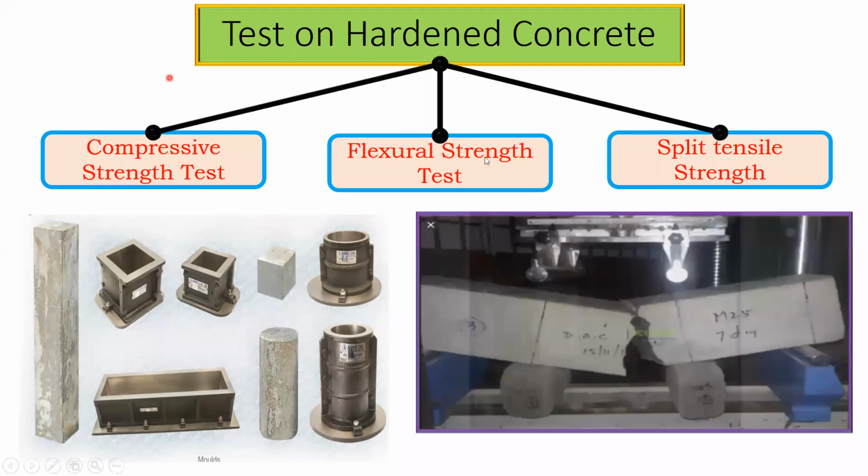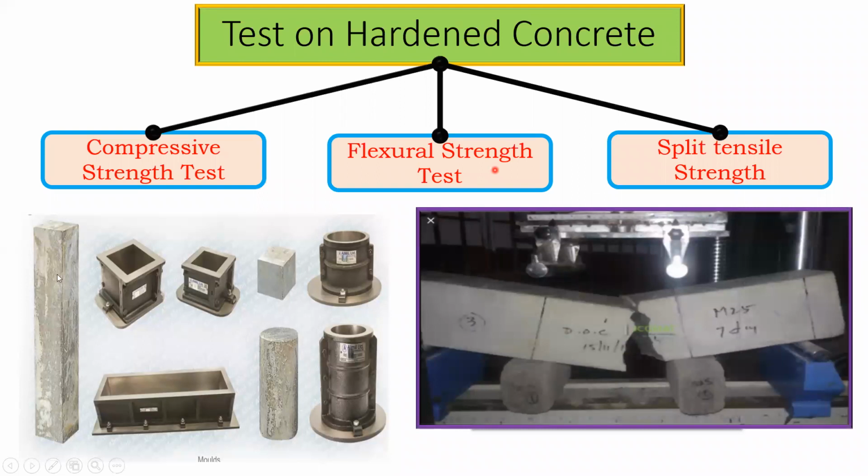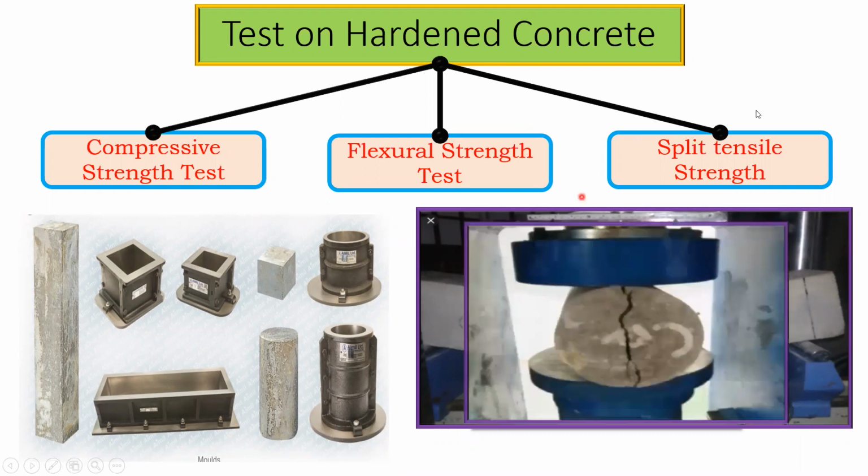This is my flexural strength test. I'll be preparing a beam something like this. I'll keep it horizontally. It will be subjected to a two-point loading, and we apply a force. Exactly wherever there is pure bending, the crack is going to form, and this will give me the flexural strength of my concrete.